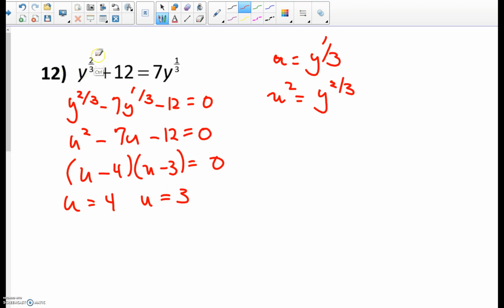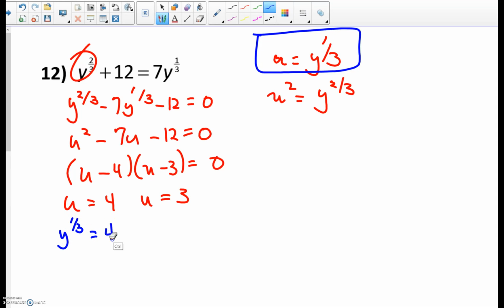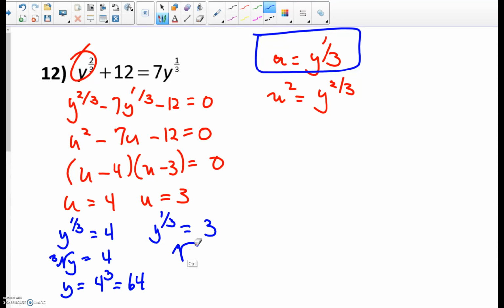And we can't leave it with u's. We want the answer in y's. So we're going to come back up here. We see that u is equal to y to the 1/3, so y to the 1/3 is equal to 4, and y to the 1/3 is equal to 3. So this is the cube root of y is 4. So to solve it, I'm going to raise both sides to the 3rd power. So y is going to be equal to 4 to the 3rd power, which is 64. And here, cube root of y is 3, so y is equal to 27.